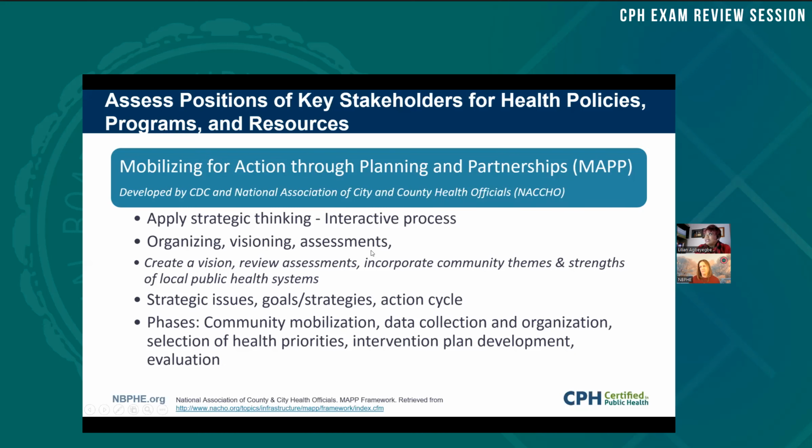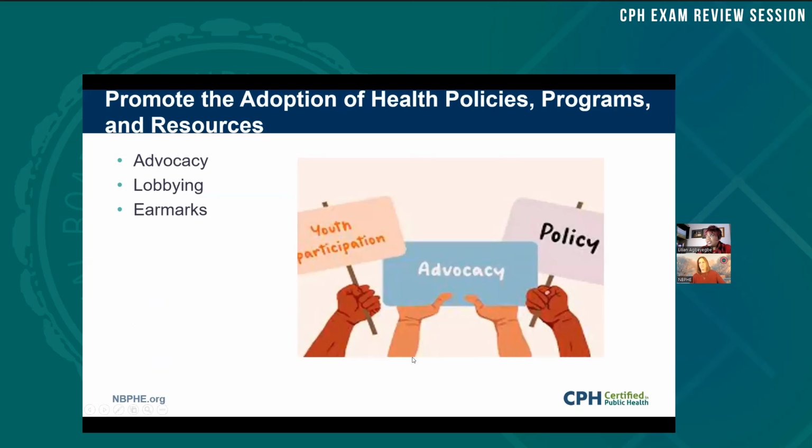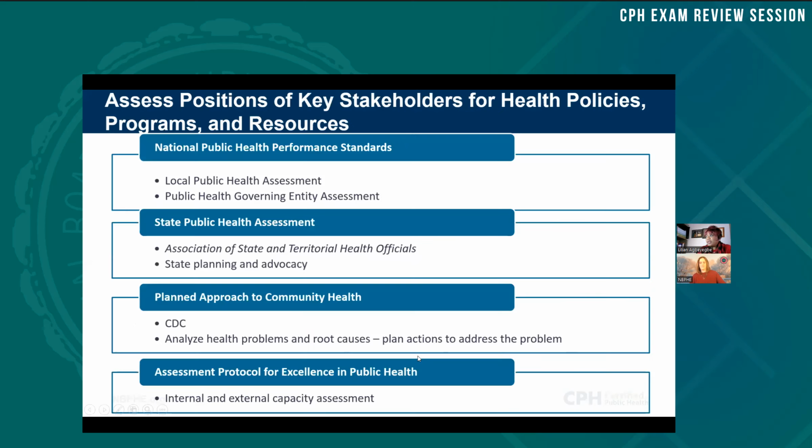So mobilizing for action through partnership and planning is one model that a lot of people use. That's community mobilizing. You're using data, you're working with organizations, and you're selecting health priorities. So this is one common one. Another one that people use is the planned approach to community health. It just depends on what you're working with.